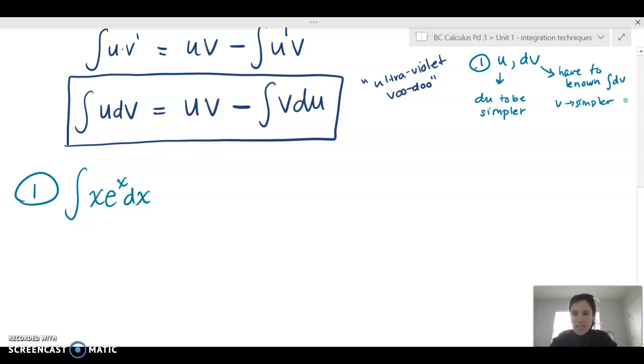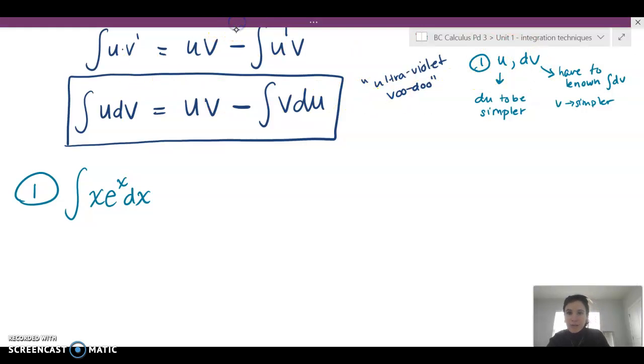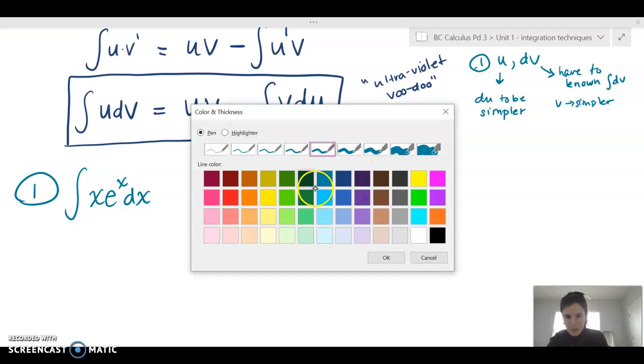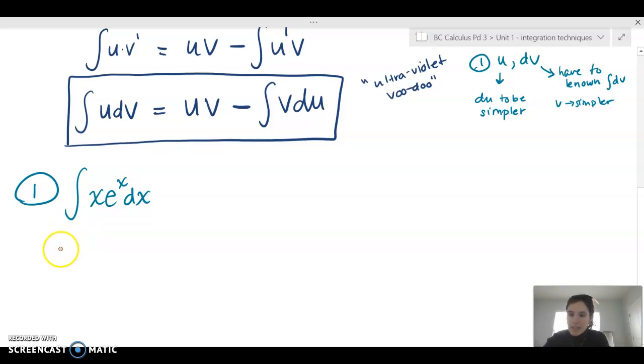We have x e to the x dx. So my first step is I'm going to identify my u and my dv. So I'm going to switch colors here. Let's do this orange. So I like to write it either to the side or underneath, whatever you prefer to do. So I'm going to do it over here. I want to pick out my u and I want to pick out my dv.